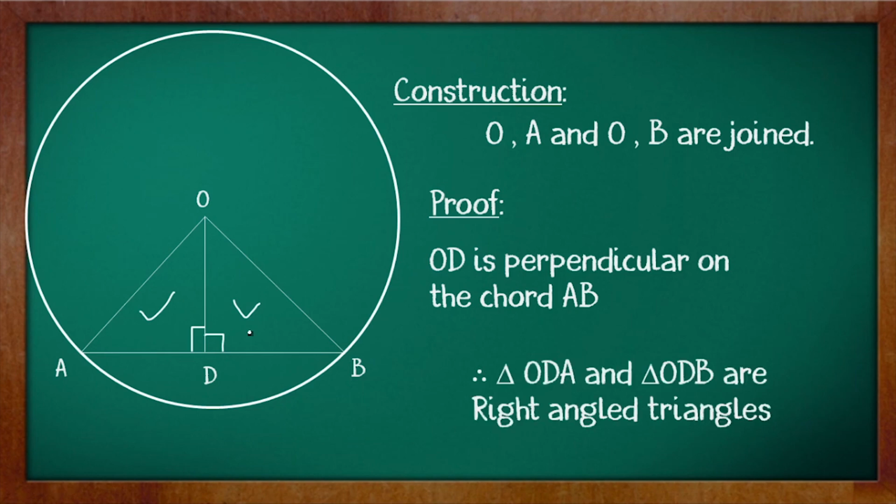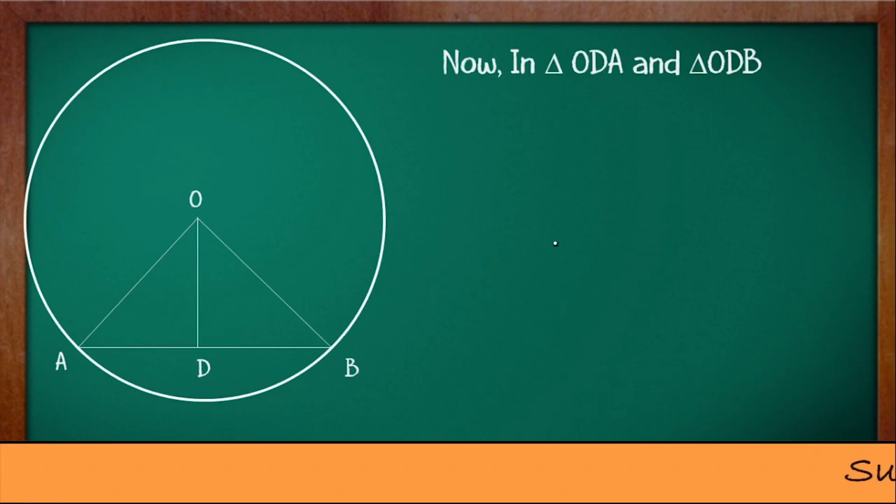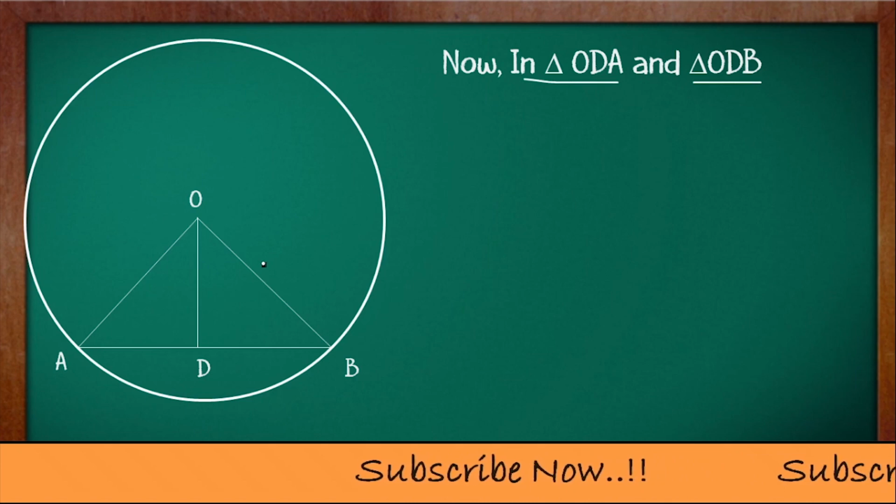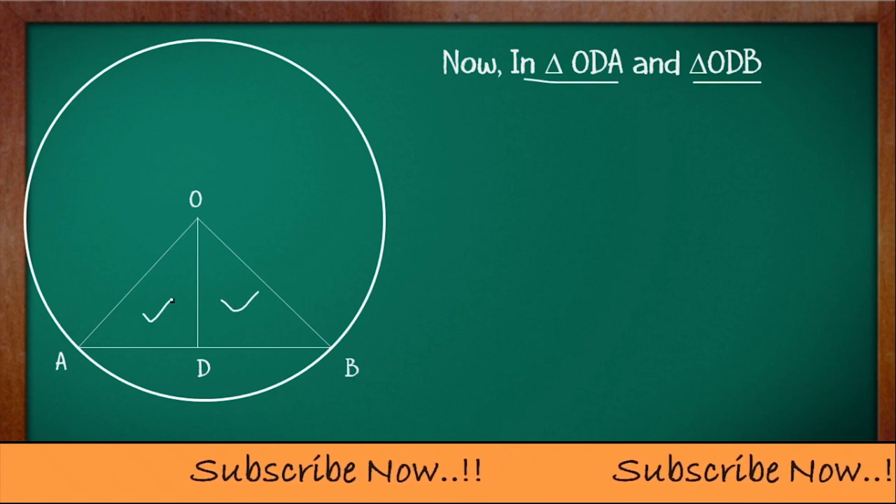Now that means triangle ODA, so this triangle here is a right angle triangle, and ODB is also a right angle triangle. Both these triangles are right angle triangles because each has one angle as 90 degree. Okay, now we'll take the help of these two triangles ODA and ODB, and we know that these two triangles are right angled triangles.